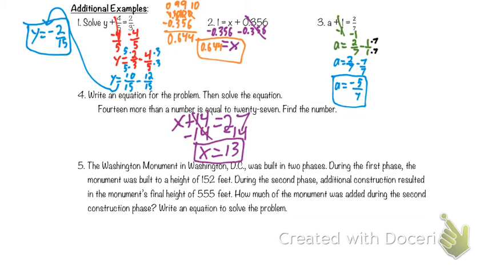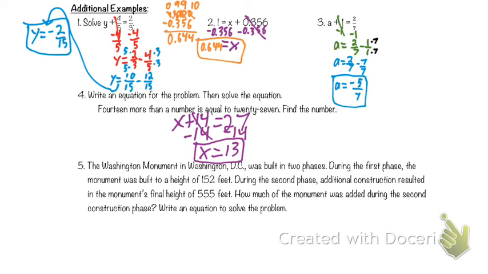Number 5, the very last one. The Washington Monument in Washington, D.C. You guys know what that is? Okay, cool. It was built in 2 phases. It's actually true. During the first phase, the monument was built to a height of 152 feet. During the second phase, additional construction resulted in the monument's final height of 555 feet.